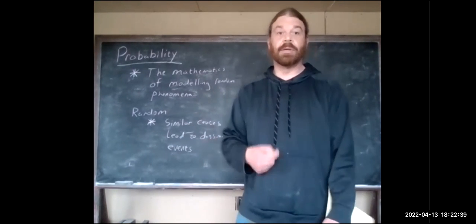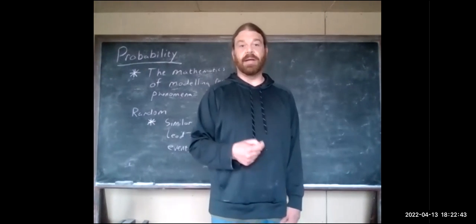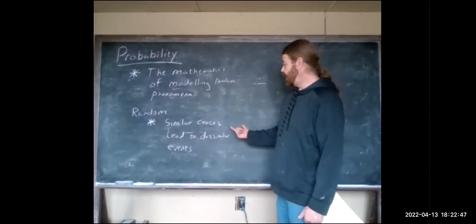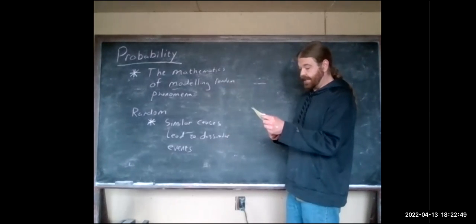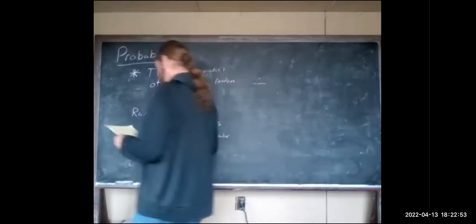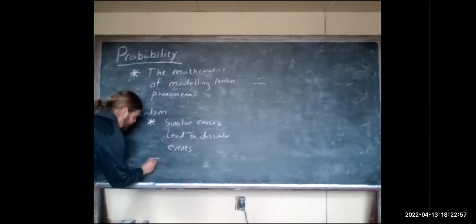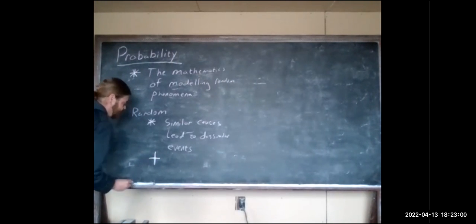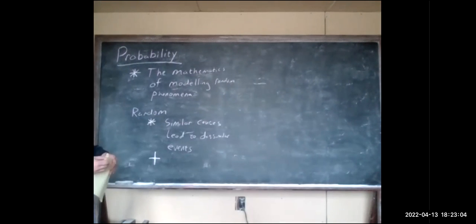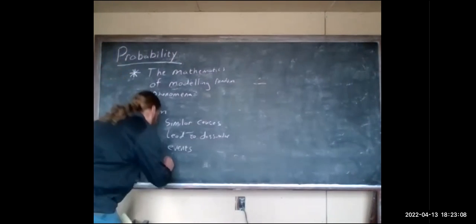Or flipping a coin, right? We could try to do the exact same flip and get the opposite result. So similar causes lead to dissimilar events. And there's a little note here, I'll put by a plus sign. Unpredictability to a substantial degree is what we actually mean with it.